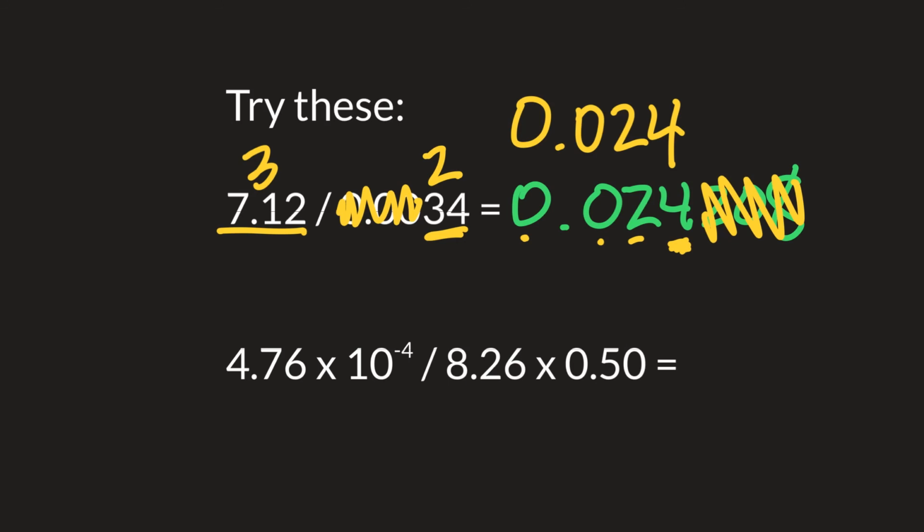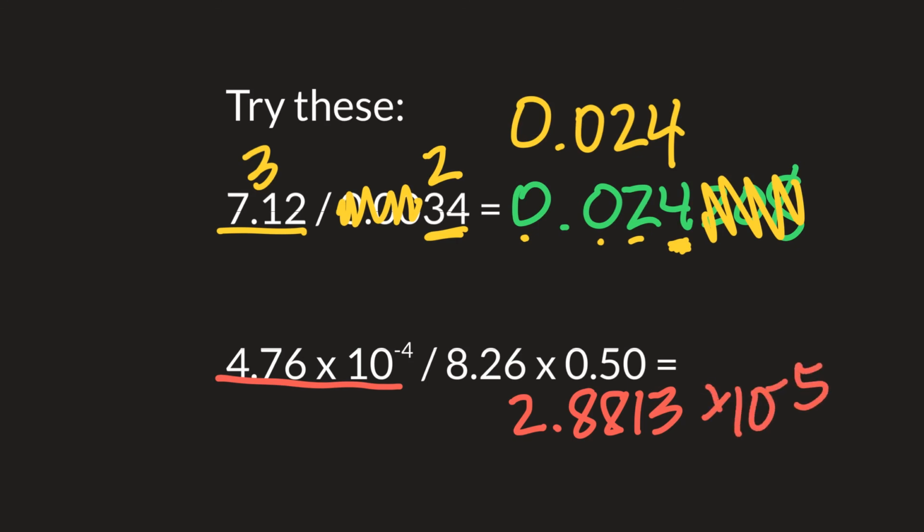In the next one, I have a scientific notation number, division, and multiplication. But again, division and multiplication all follow the same rule. So I just plugged it in. And when I plugged it in, I get 2.8813 and so on, times 10 to the negative fifth.